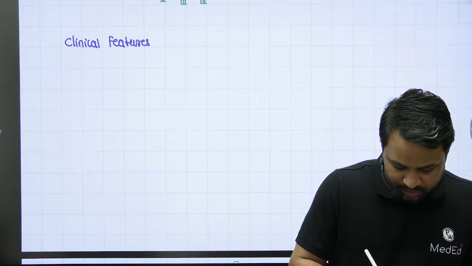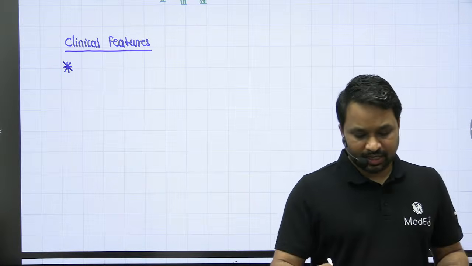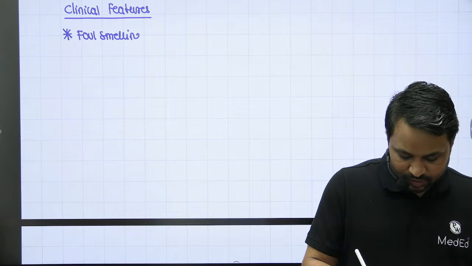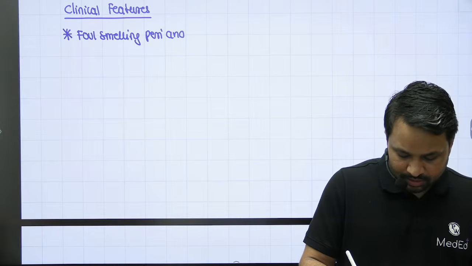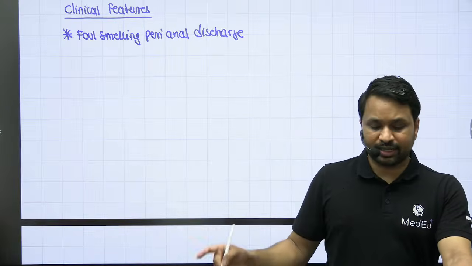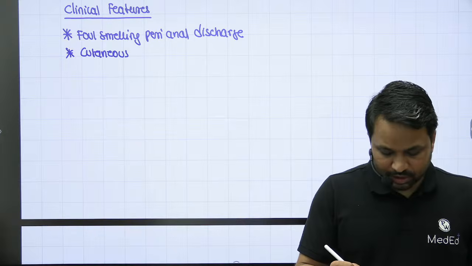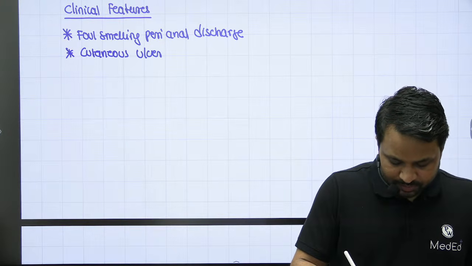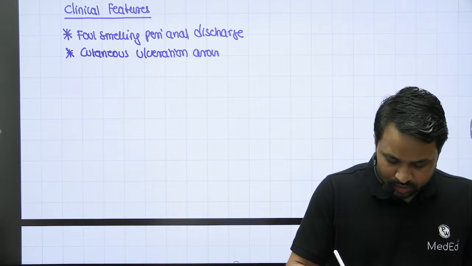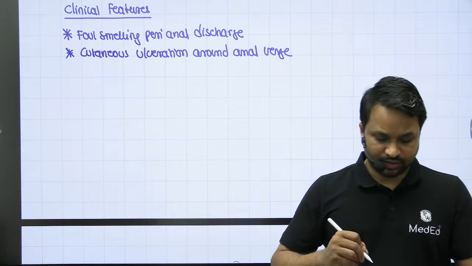Now, clinical features of the fistula in ano. The first thing that the patient usually complains of is a foul smelling perianal discharge. That foul smelling perianal discharge is nothing but stools that have traveled from the fistulous tract and are getting accumulated. There is presence of cutaneous ulceration around the anal verge.